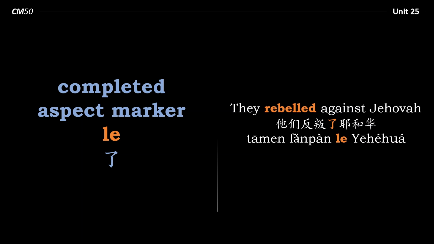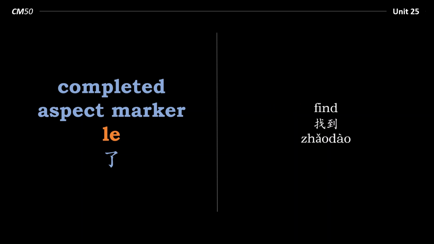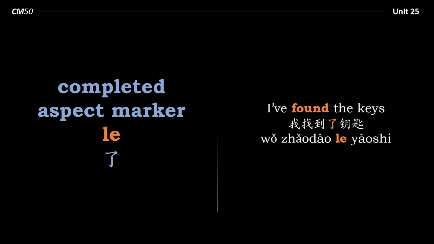And this works for all verbs, including irregular verbs such as find, 找到. How would we say found? It works the same way. 找到了. So we suffix 了 to 找到. So find, 找到. Found, 找到了. I found the keys. 我找到了钥匙.